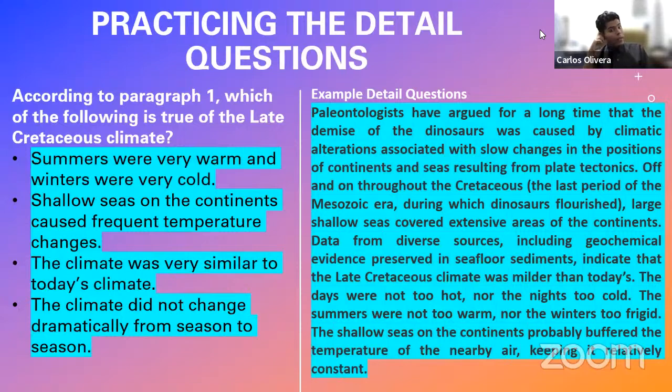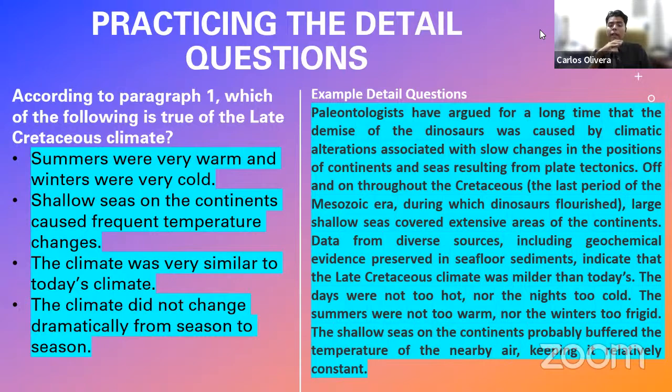Now, what would be the correct answer then? The correct answer in this case would certainly be that the climate did not change dramatically from season to season. How can you know that? As I say, you can go about reading the entire passage or paragraph until you find the specific sentence or portion that speaks about that topic.